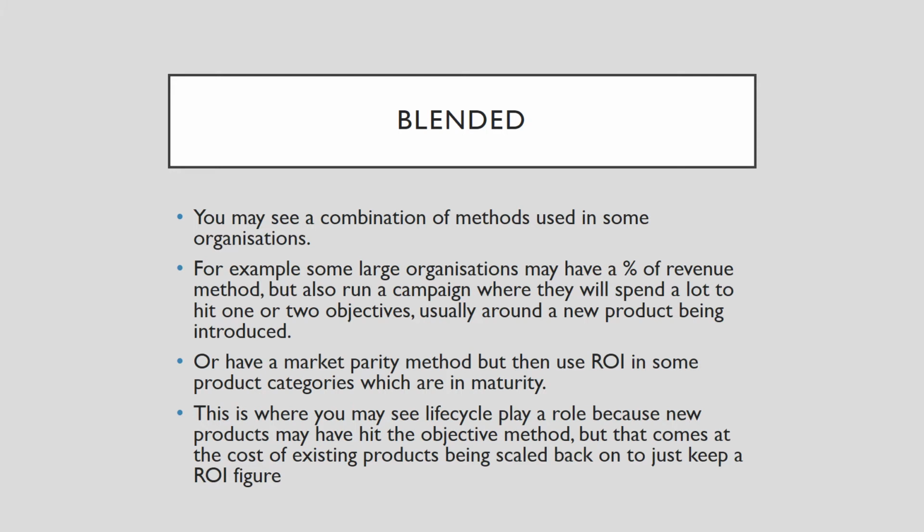Blend it. You may see a combination of methods used in some organisations. For example, some large organisations may have a percentage of revenue method, but also run a campaign where they will spend a lot to hit one or two objectives, usually around a new product being introduced. Or they may have a market parity method, but then use return on investment in some product categories which might be maturity or decline. This is where you may see lifecycle play a role because new products may have hit the objective method, but that comes at a cost of the existing products being scaled back just to keep a return on investment figure.